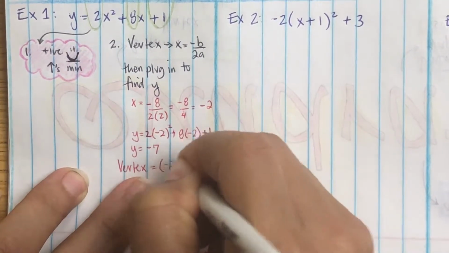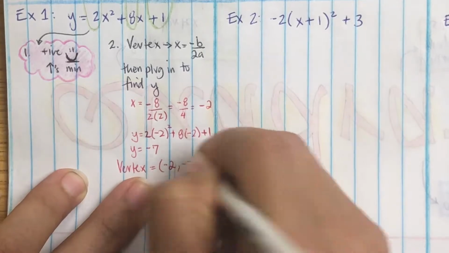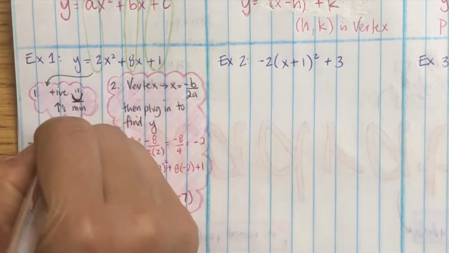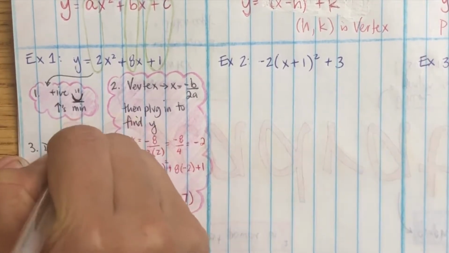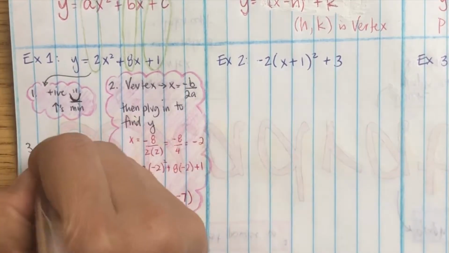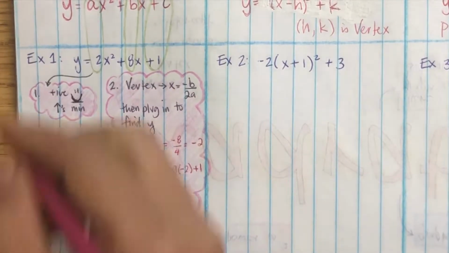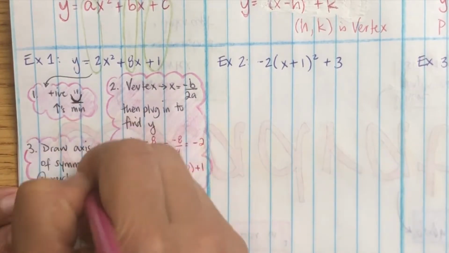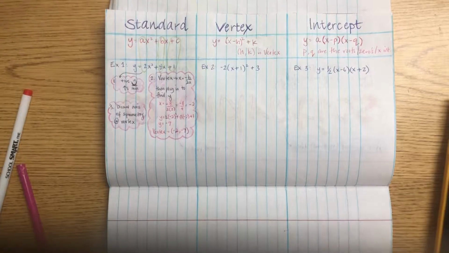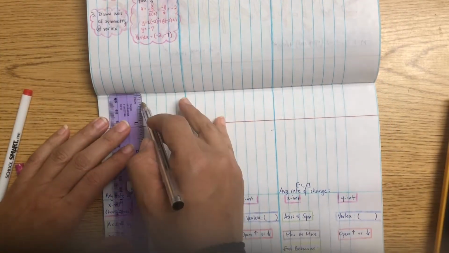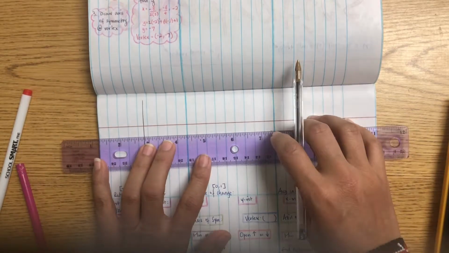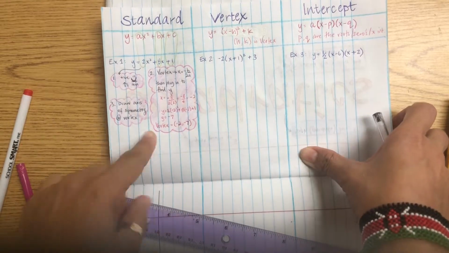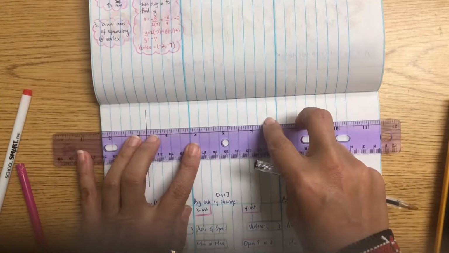This is a listening check. Put a box around the vertex equals negative 2, negative 7. Then after you find your vertex, you are going to draw an axis of symmetry at your vertex. And what an axis of symmetry means is a straight line that basically goes through your vertex. Now, because this is an upward U, it needs to be a vertical line. If it looked like a C or a backward C, it would be a horizontal.